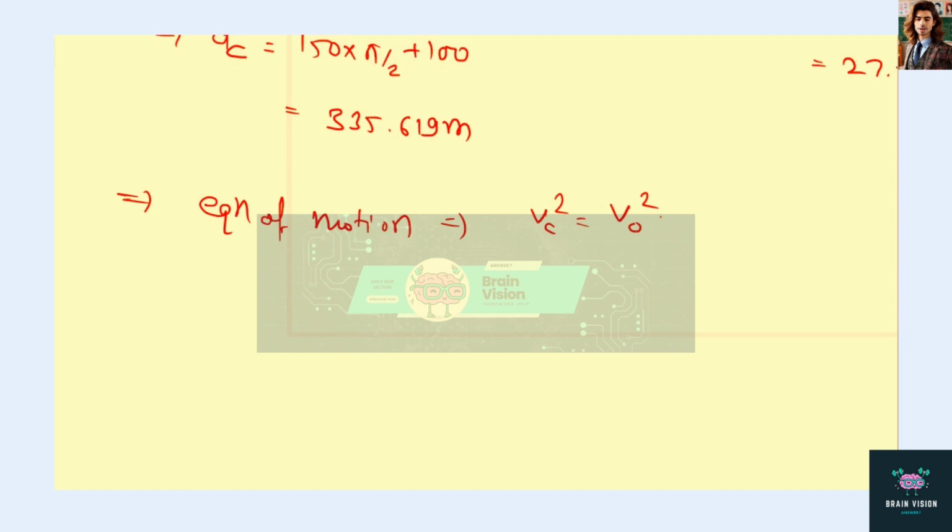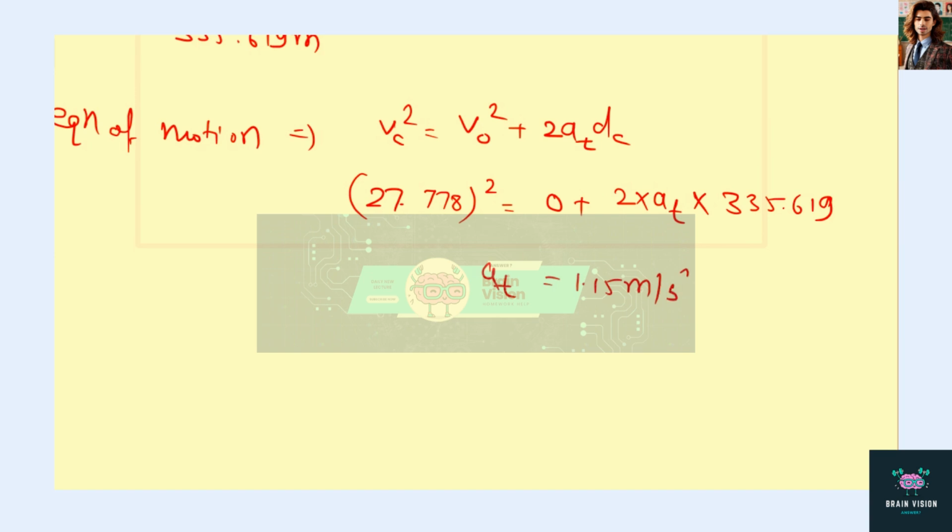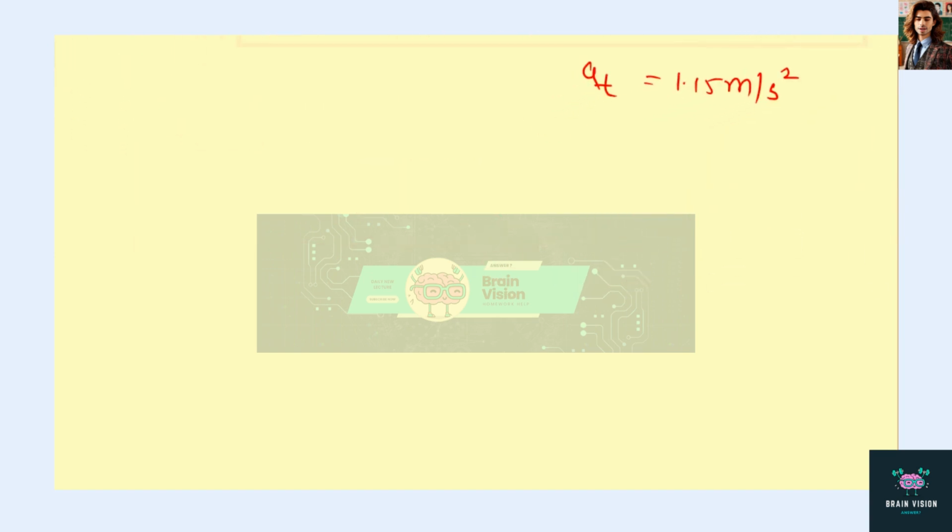Now I am going to apply the equation of motion. Vc square is equal to V naught square plus 2 at into dc, where at is the tangential acceleration. Now put all the data in this equation: 27.778 whole square equals 0 plus 2 into at into 335.619. From here we get the value of tangential acceleration, that is 1.15 meters per second square.